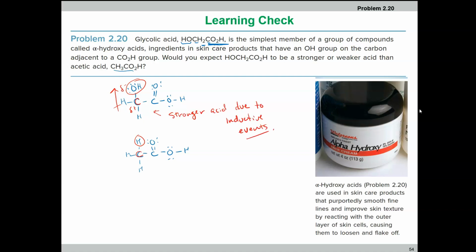This would allow that electron density, as we generate the conjugate base, to be stabilized. So that negative charge can be distributed as we get pull from the right to the left towards the electronegative oxygen here.